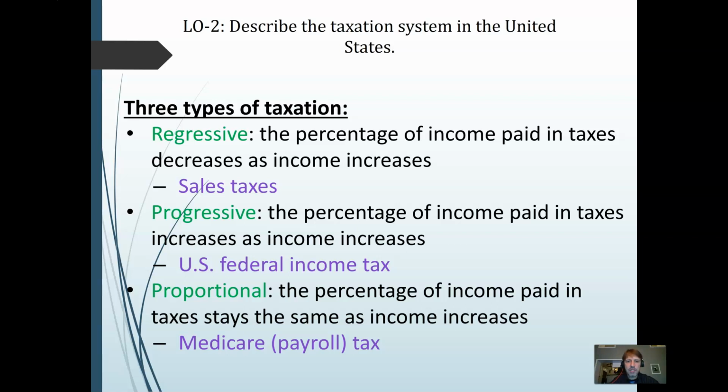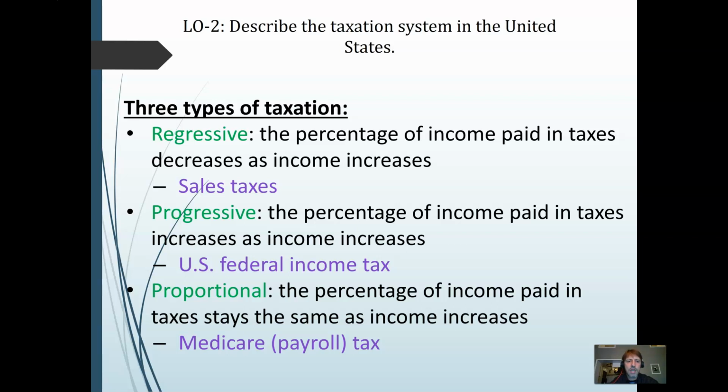Progressive tax actually goes up as you earn more, and that's how the US federal income tax works. So if you're in a low tax bracket, you might pay 10 or 15% of your income. If you're in a higher tax bracket, you might pay 18 or 20% of your income into federal taxes. And so the more you make, the higher that percentage goes.